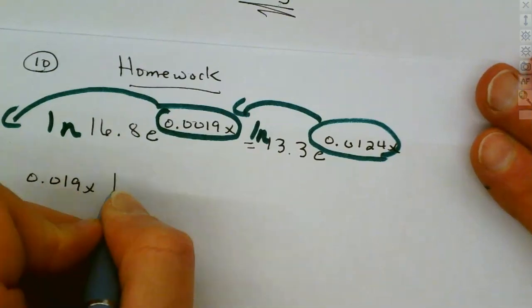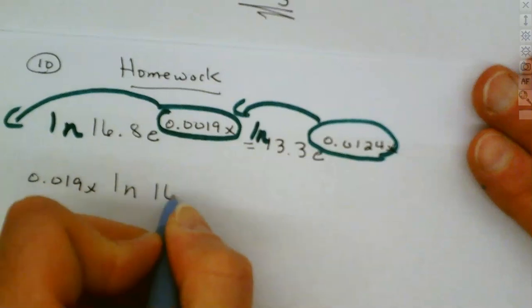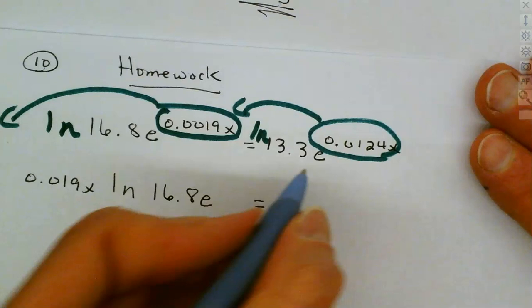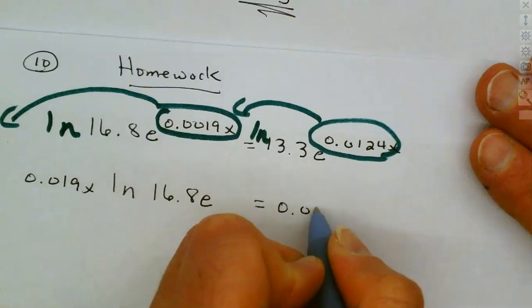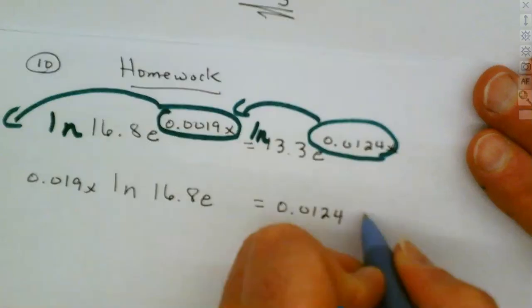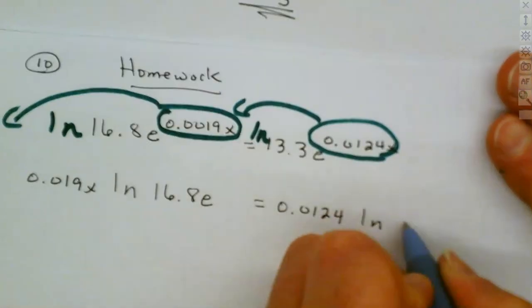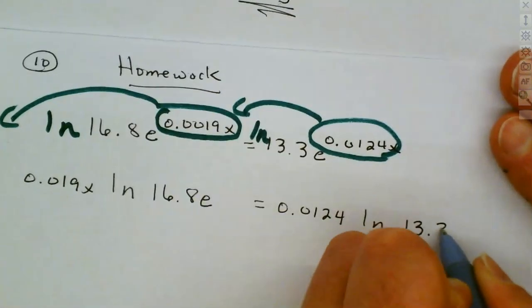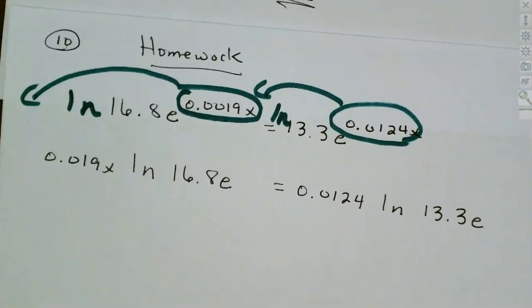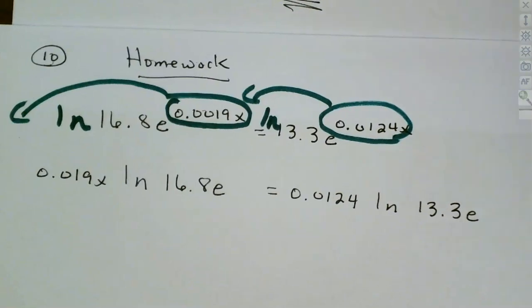0.0019x natural log of 16.8e, and that equals 0.0124 natural log of 13.3e. So all I did there was I just simply brought it down.